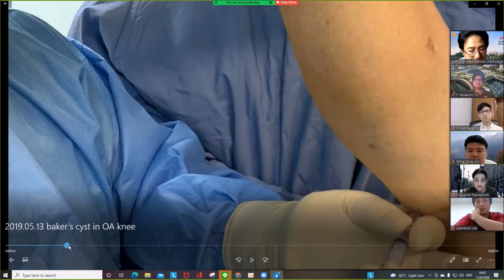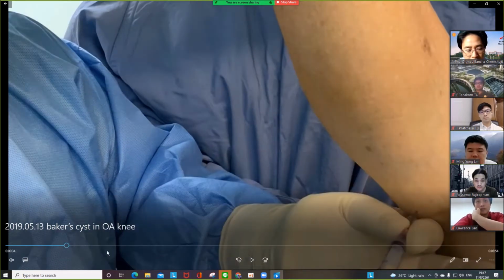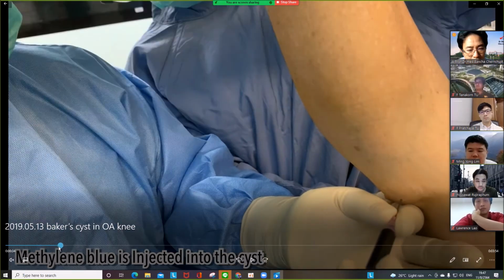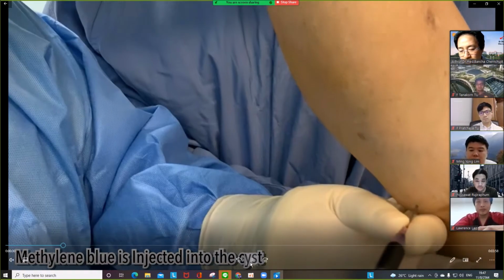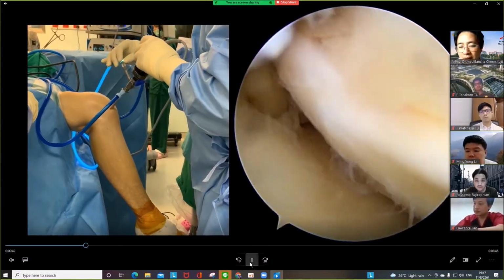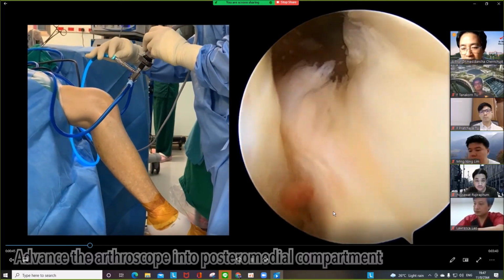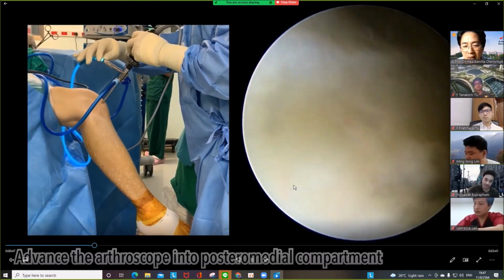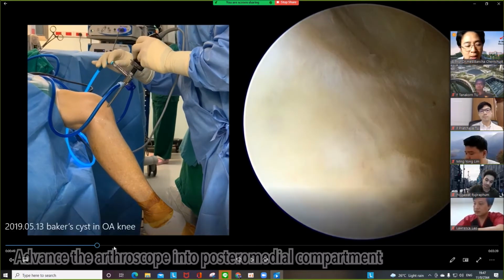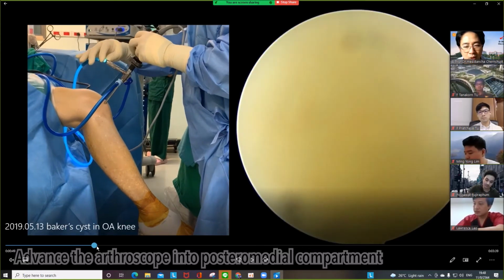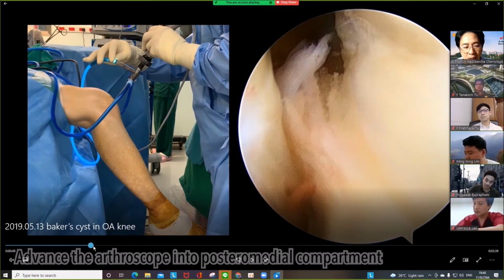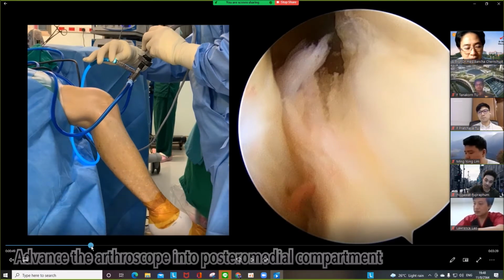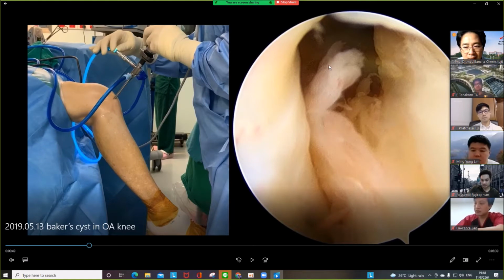That is the sterile methylene blue into the cyst. Okay, you see that? We do this before we apply the tourniquet. Then you go between the PCL and the medial femoral condyle. Your scope portal should be close to the center. You see that? That is the PCL and the medial femoral condyle.